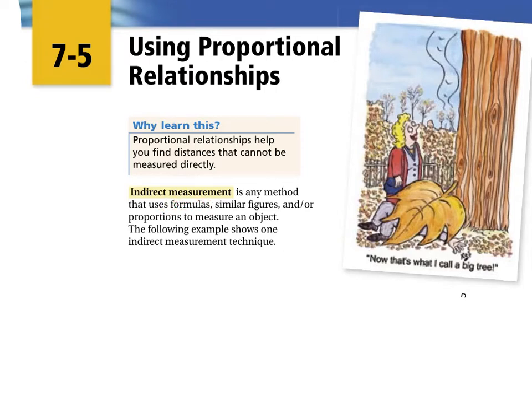Indirect measurement is any method that uses formulas, similar figures, and/or proportions to measure an object. So why do we do this? Because rather than just measuring something directly, we can measure it indirectly. Like this tree that you see in this picture. You can't, unless you climb the tree, measure that tree. So we can measure it indirectly by using a proportion.